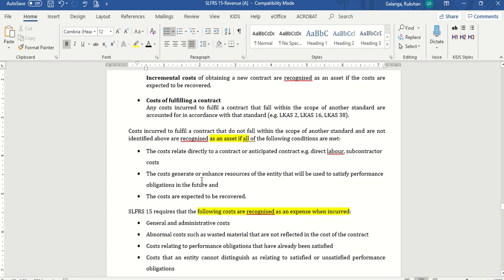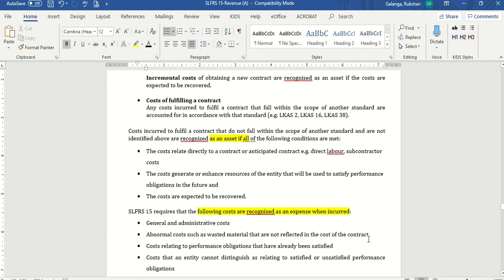The cost generates or enhances resources of the entity that will be used to satisfy the performance obligation. Why do you incur this cost? You want to satisfy that particular performance obligation. Third one, the costs are expected to be recovered. Whatever the cost that you are incurring, you can recover that from whom? From the customers, right? So only if those conditions are satisfied can you capitalize this as an asset in the financial statements, right?